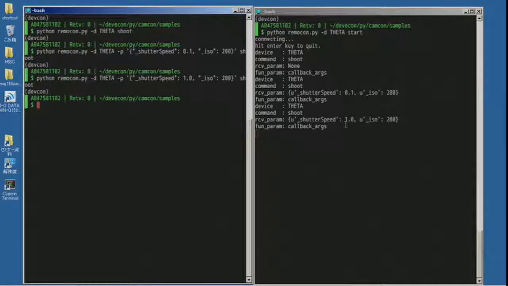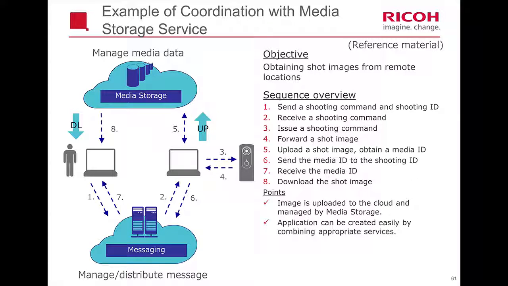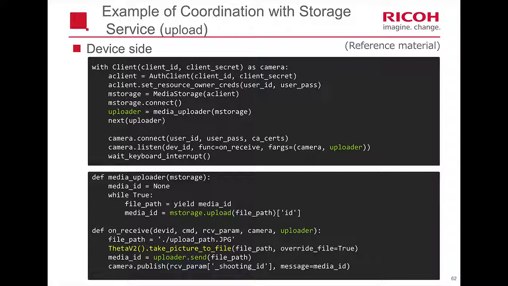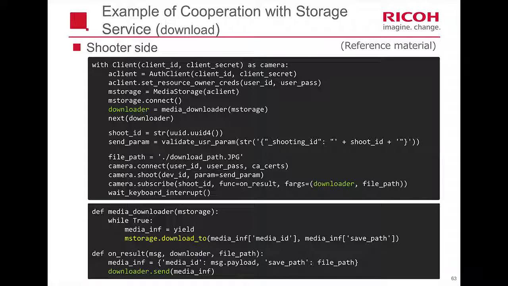I shall note that by using the Shoot API that was explained earlier, you can transfer the images captured by THETA to computers, or use the media storage to manage your photos. Okay, now let me go back to the slides. This slide shows how to coordinate the remote control function with media storage. This example can be applied to cases in which you want to take images with the remote control function and manage them with media storage. We also have some sample codes on the following slides for reference. This concludes the introduction of the remote control function.